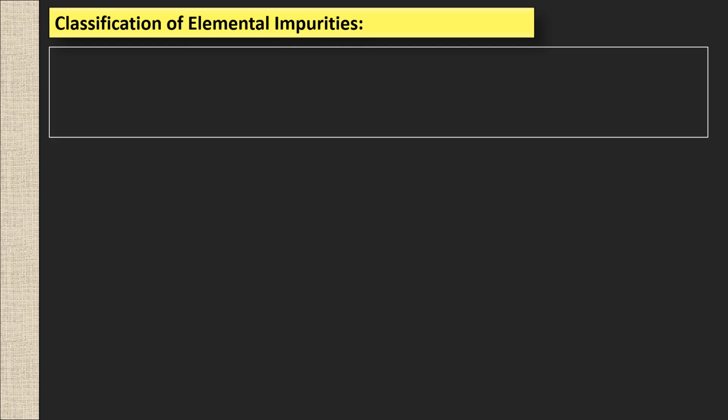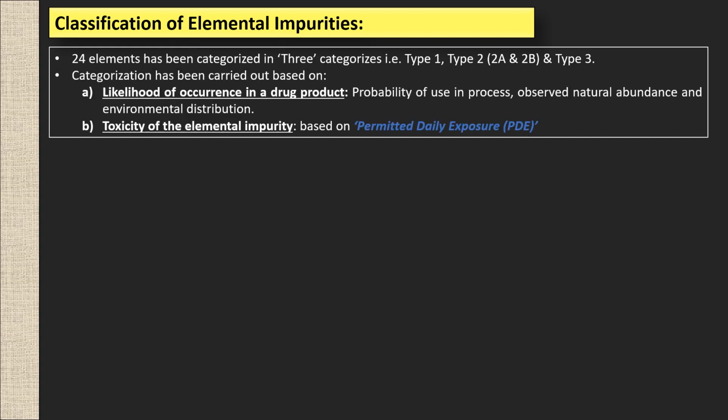If we see the classification of these elemental impurities, the 24 elements have been categorized into three categories: type 1, type 2 and type 3. Type 2 has two subcategories, 2A and 2B. The categorization has been carried out based on the likelihood of occurrence of these elemental impurities in a drug product, that is probability of use in the process, or observed natural abundance and environmental distribution. Also, toxicity of the elemental impurities has been considered for the categorization. Toxicity is based mainly on the permitted daily exposure, that is the PDE value. The details of PDE we will see in a forthcoming slide.